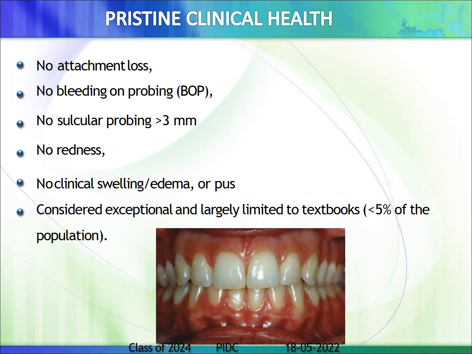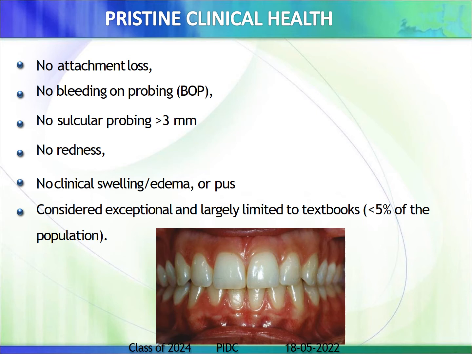Coming on to the major classifications, pristine clinical health. What is this condition called? Pristine clinical health is where there is no attachment loss, no bleeding on probing, no probing depth, no redness, no clinical swelling, edema or pus. Obviously this is considered exceptional and is largely limited only to the textbook.